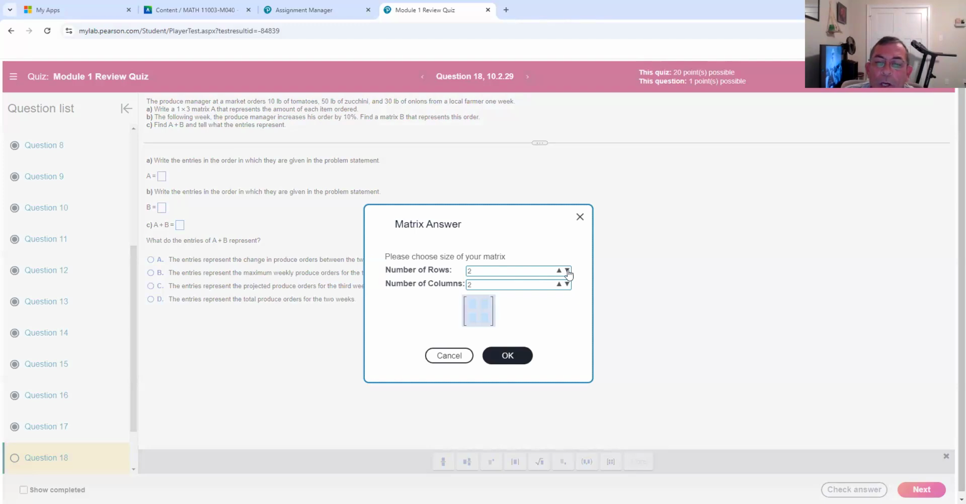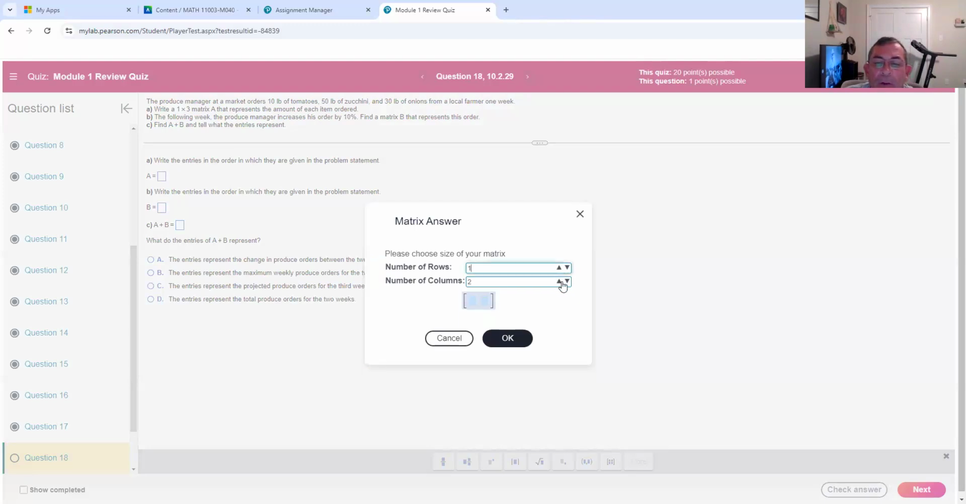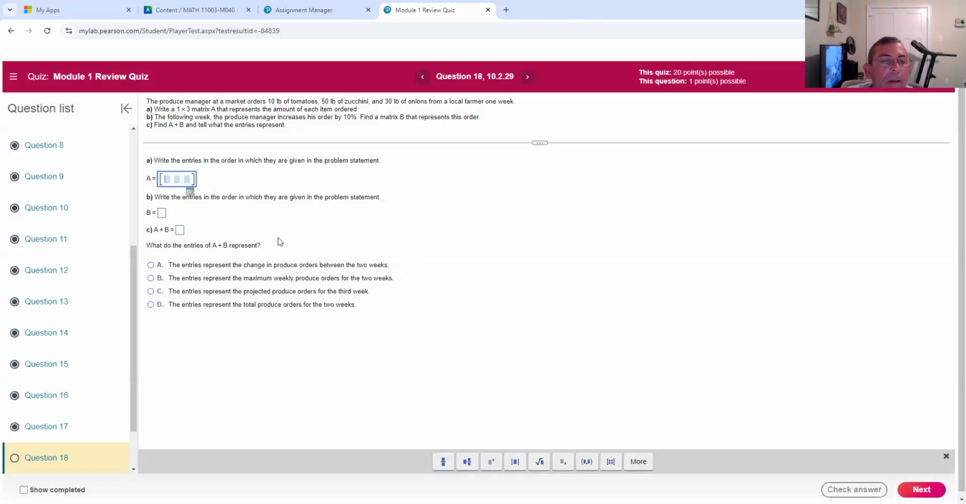Well, we're doing a 1 row by 3 columns. So see, now it's made 3 answer blanks when I hit enter. In the first answer, I'm putting the 10 pounds for the tomatoes. The second one will be the 50 pounds for the zucchini. And then the third one will be the 30 pounds for the onions.